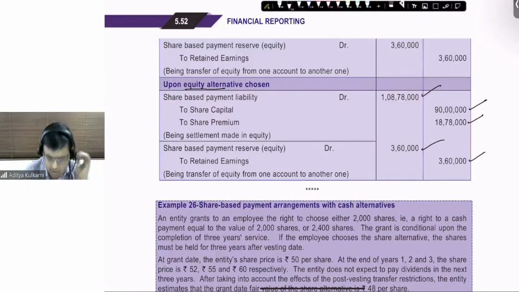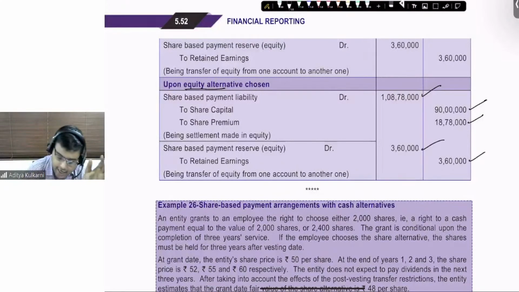I'm not saying this is wrong. See, first of all, understand why this answer is not wrong. The standard gives you the guidance in this way. When the SBP option is exercised, any balance that is left in the SBP reserve has to be transferred from one component of equity to another component of equity, which is exactly what is being done here. So this answer per se is not wrong. If you go by a very liberal interpretation of Ind AS 102 in spirit.